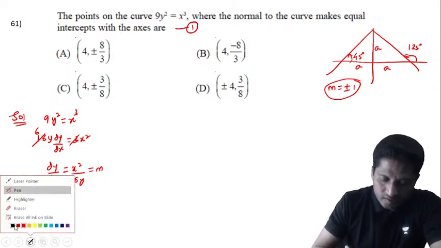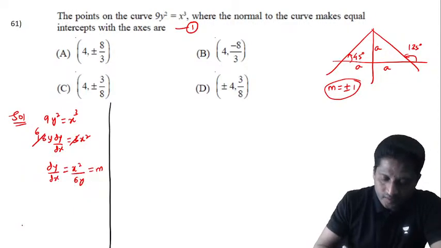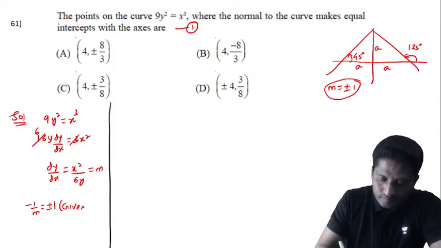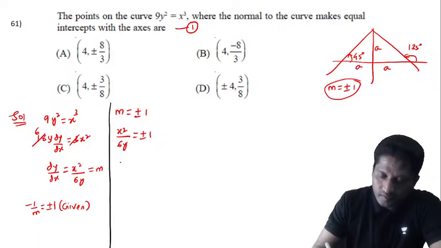Now according to the question, normal is making equal intercepts with the coordinate axes. Therefore, normal, that is minus 1 by m, is equal to plus minus 1. Okay, this is given. So this is the same as m is equal to plus minus 1. So x square by 6y is equal to plus minus 1. If I cross multiply, you will get y is equal to plus minus x square by 6. Right?